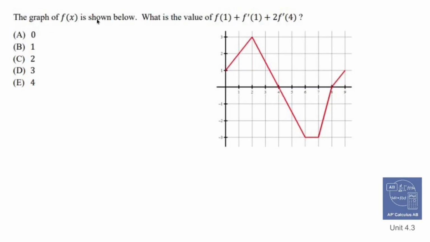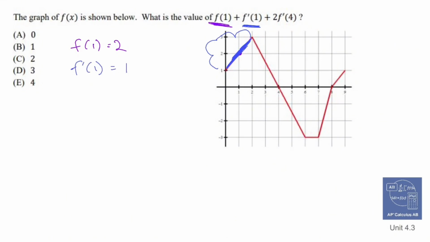The graph of f of x is shown below. What is the value of f of 1 plus f prime of 1 plus 2 f prime of 4? All right, f of 1: what do I get when I plug in 1? I get 2, so f of 1 is 2, easy peasy. f prime of 1: what is the slope at 1? The slope at that moment is attached to this straight line here, with rise 2, run 2, so my slope is 1, so f prime of 1 is 1.